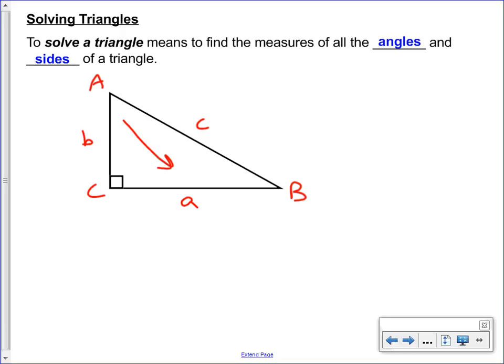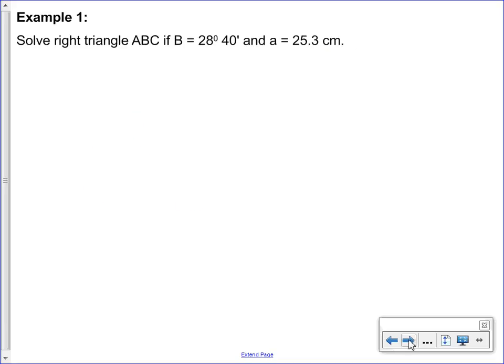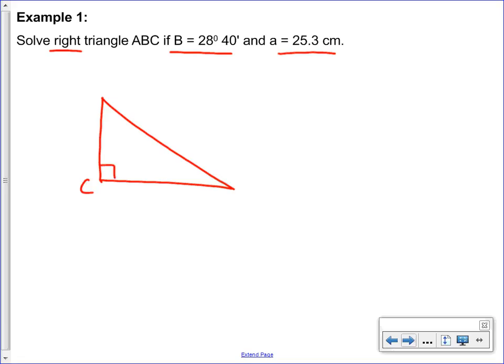So for example 1, here we go. We have 3 things. 1, it's a right triangle. We know an angle and one of the sides. Always, always, always start by drawing yourself a picture so you have a visual. Let's go ahead and put the right angle at C, like so, and label what we know. So baby a is 25.3, so that's across from angle A. And angle B is 28 degrees and 40 minutes.